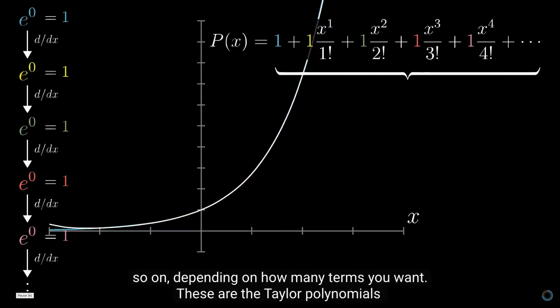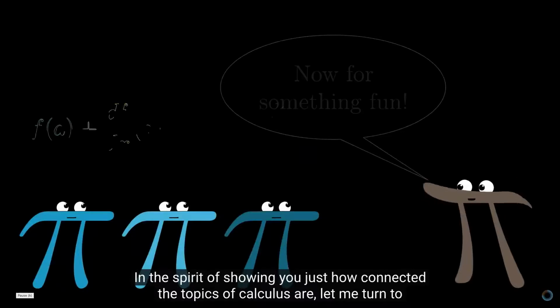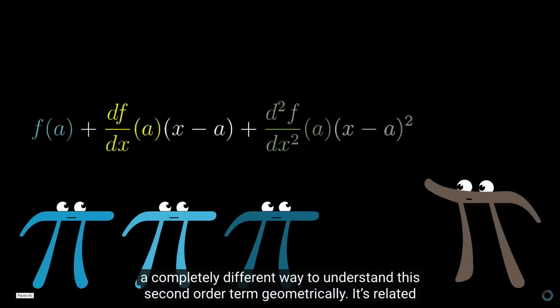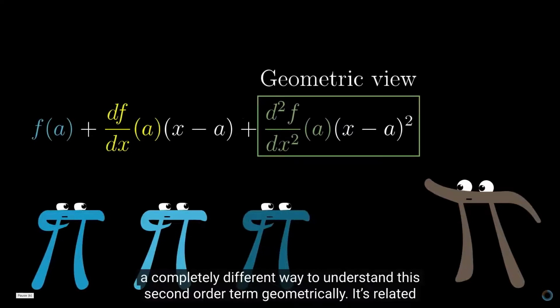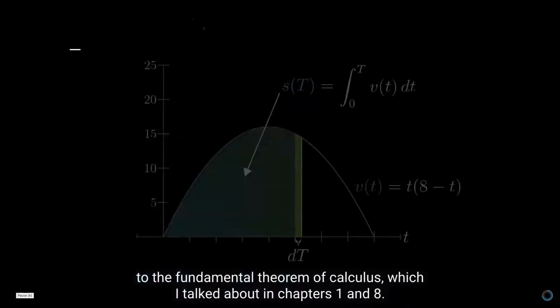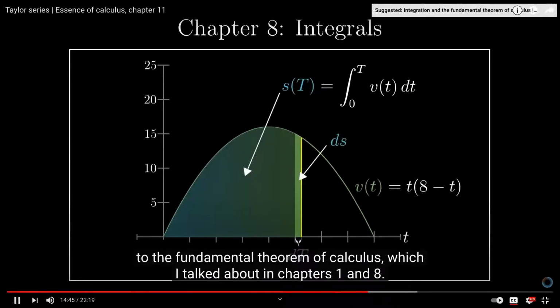Okay, so with that as a foundation, in the spirit of showing you just how connected all the topics of calculus are, let me turn to something kind of fun. A completely different way to understand this second order term of the Taylor polynomials, but geometrical. It's related to the fundamental theorem of calculus, which I talked about in chapters 1 and chapters 8, if you need a quick refresher.